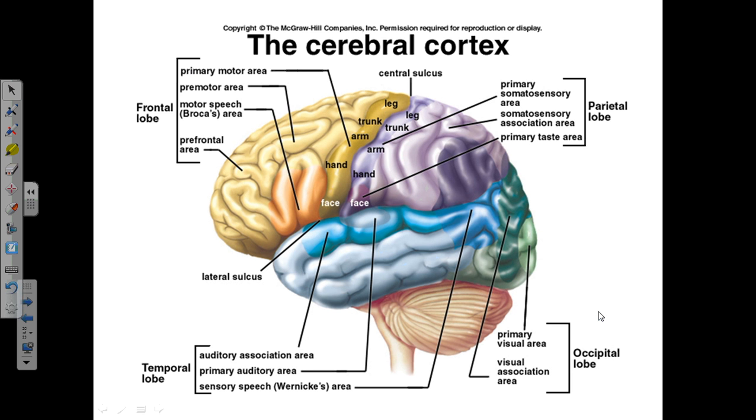Just in front of this somatosensory area, in the back of the frontal lobe, is what's called the primary motor area. If you were to stimulate this part of the brain, it would make your hand move. If they had an electric probe and your brain was open and they shocked this part, your hand would start to spasm. This part, your leg would start to do something, depending on where they shocked you.